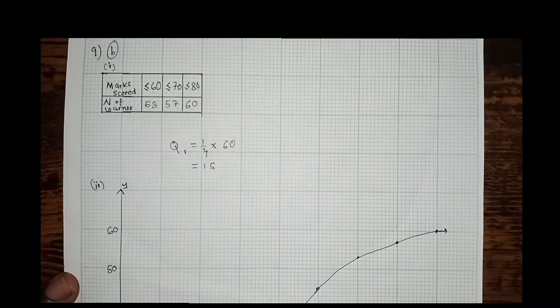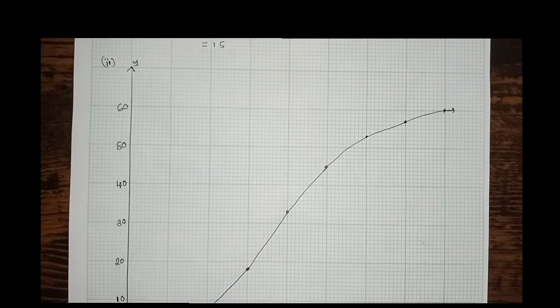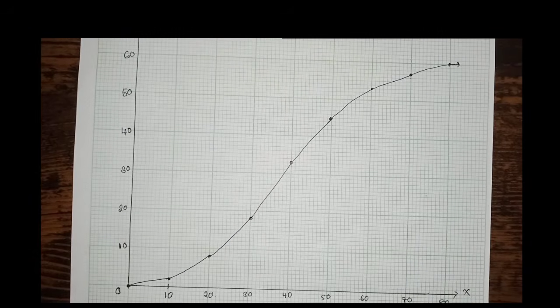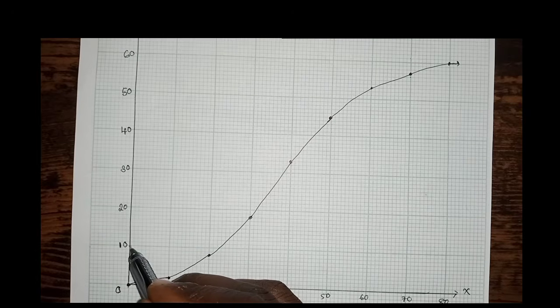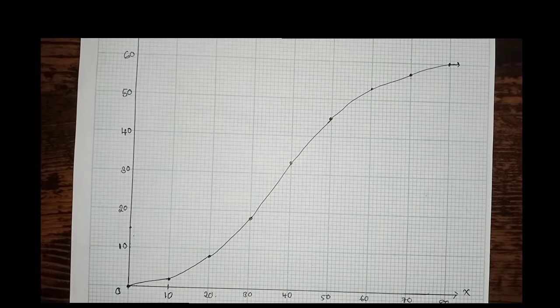So I found 15 there. That 15 is not our quartile 1. So we go to where 15 is. This is 10, so 15 must be here. Yeah, it must be here. When we go there, we get our ruler where 15 is.